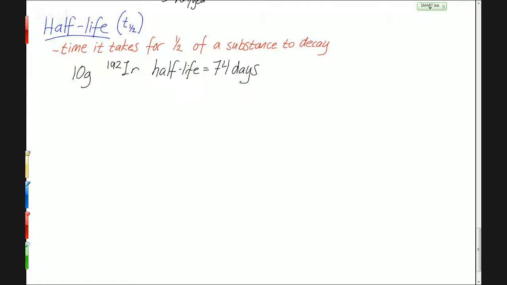So if the half-life of iridium-192 is 74 days, and we've got 10 grams of it, how long will it take until we have 5 grams of it? 74 days, right? Because that's the time it takes until there's half of it. And that sounds simple, but that's really how you do these kinds of problems. You just count how many half-lives it takes to get to a certain amount.